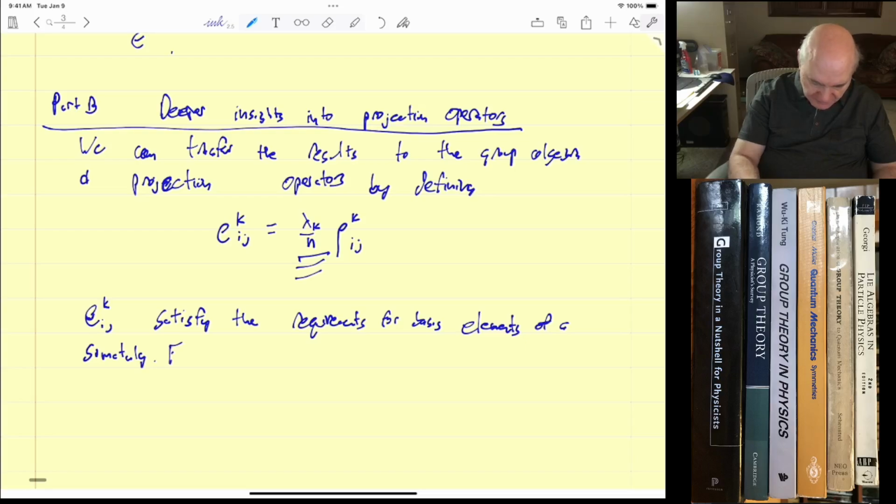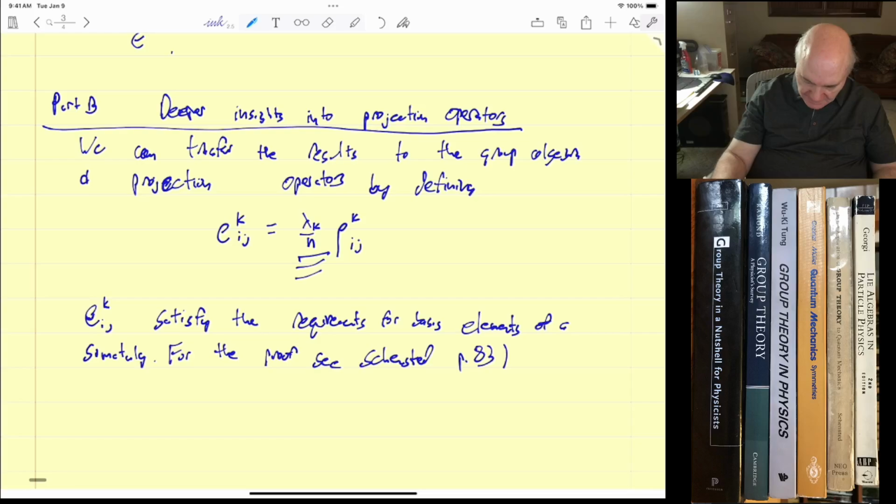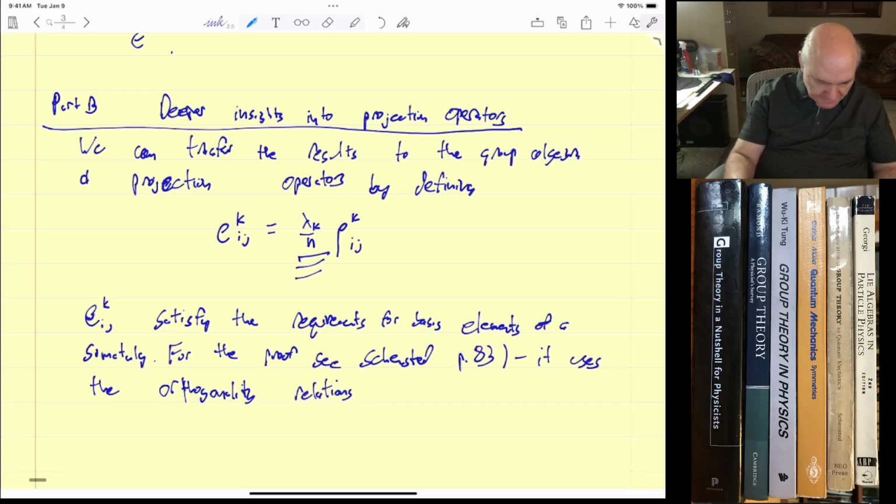And for the proof, see Schensted, page 83, and it uses the orthogonality relations of theorem 4.